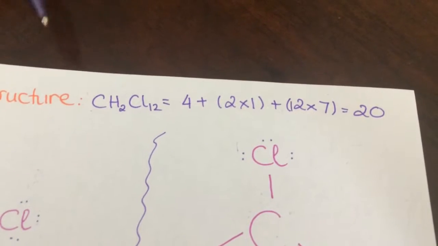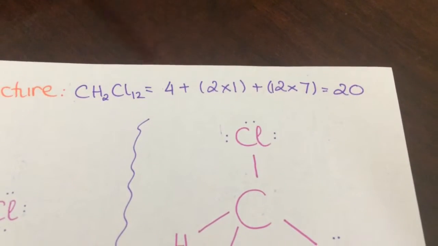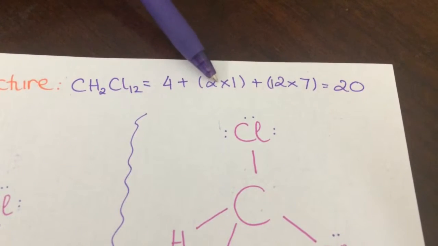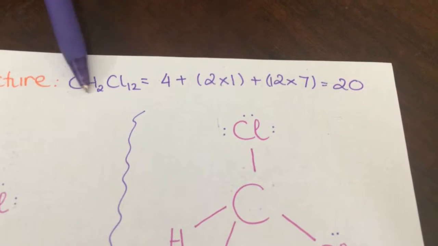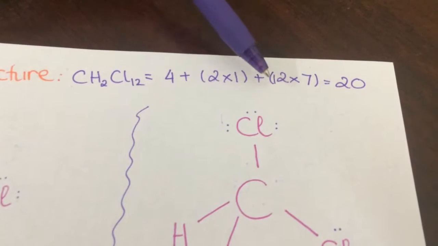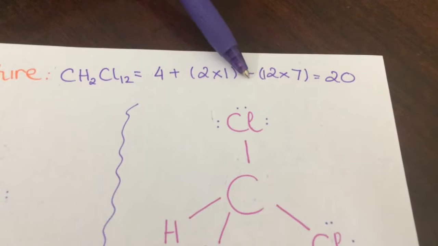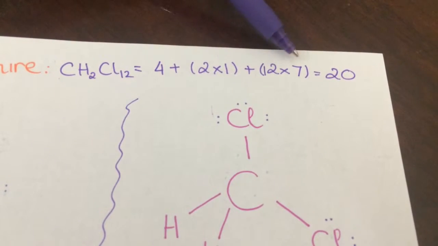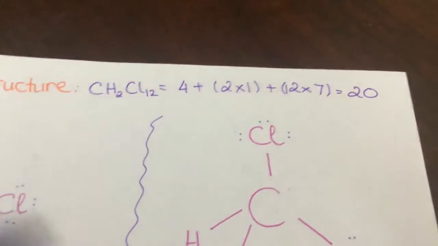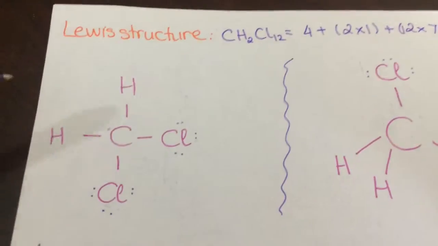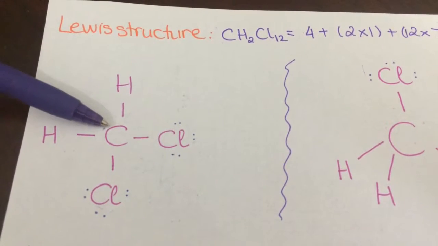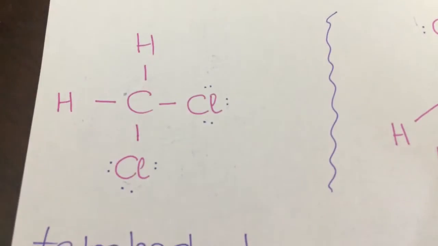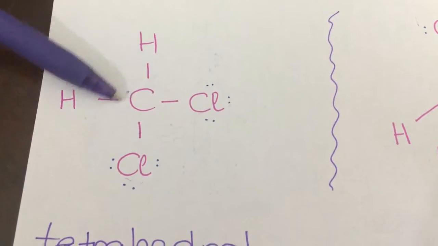This is the valence electron calculation of dichloromethane. C is 4, plus 1 for hydrogen, but it has 2 atoms so we multiply by 2. The same with chlorine. So we have 4 plus 2 times 1 plus 2 times 7, equal to 20. So here's the Lewis structure of the CH2Cl2. C has the least electronegativity, so it has to be in the middle.